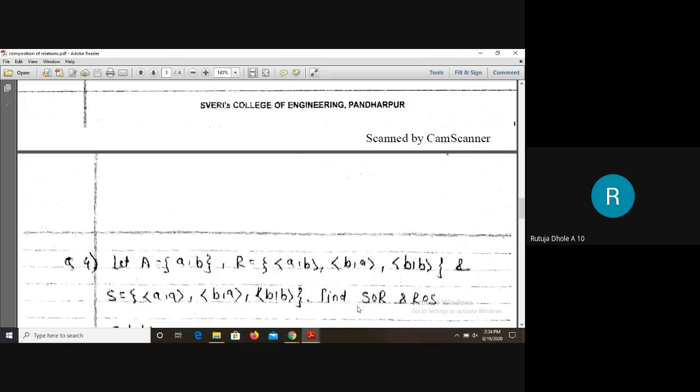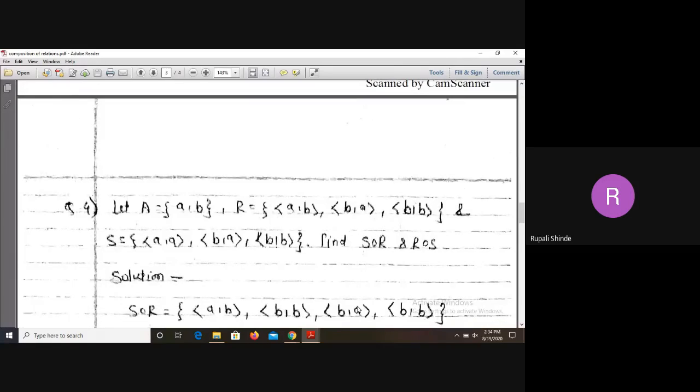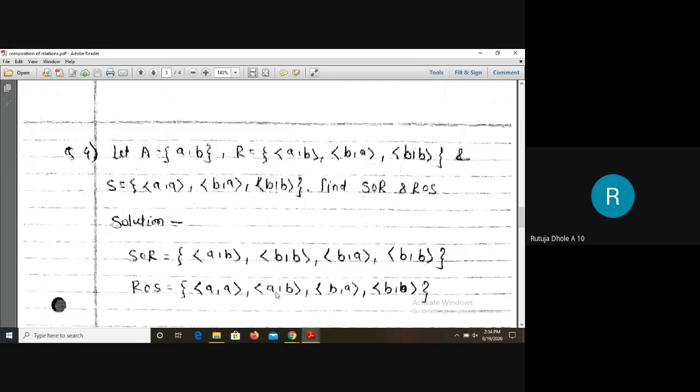Hello, ma'am. Have you solved? Yes, ma'am. So what is the answer for S composition R? (a, b), (b, b), (b, a), (b, b). Okay. And for R composition S? (a, a), (b, a), (a, b), (b, b). (a, a), (a, b), (b, a), and (b, b). Correct.